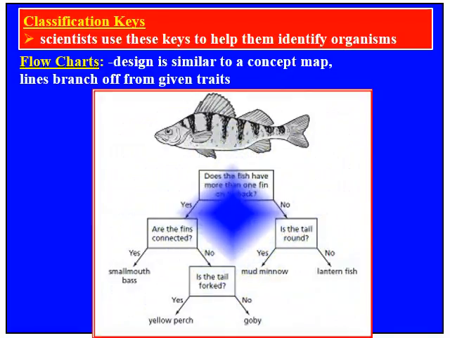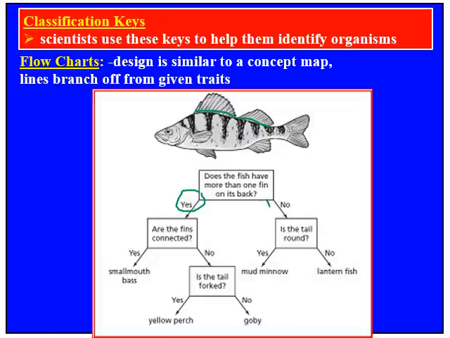The third one is a flow chart. It's similar to a concept map. It branches off. It starts with one and it's yes or no questions. So we start here. Does the fish have more than one fin on its back? Well, if we look here, we see 1, 2. So we know that it's going to be yes.